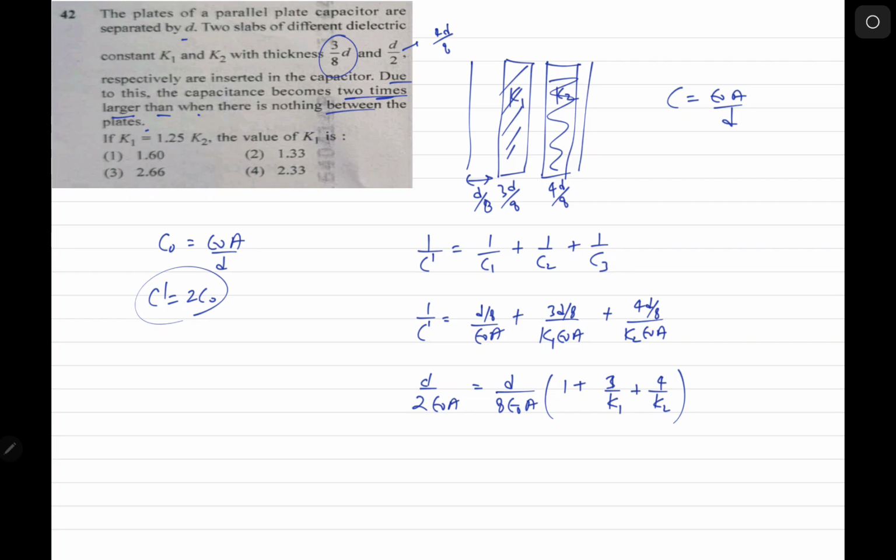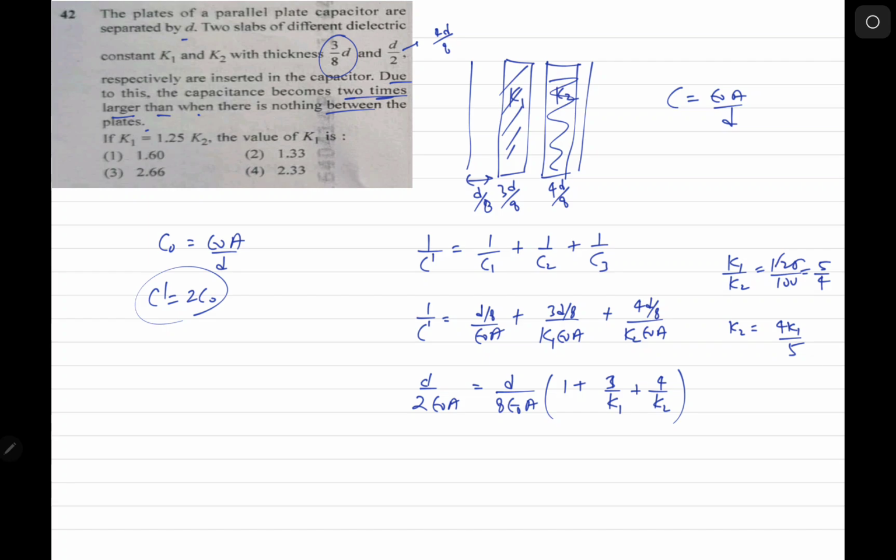Okay, the k1 k2 relation is also given. The k1 by k2 is 1.25, that is 5 by 4. We need to find the k1 value, right? So we'll substitute k2. So k2 can be written as 4k1 by 5.